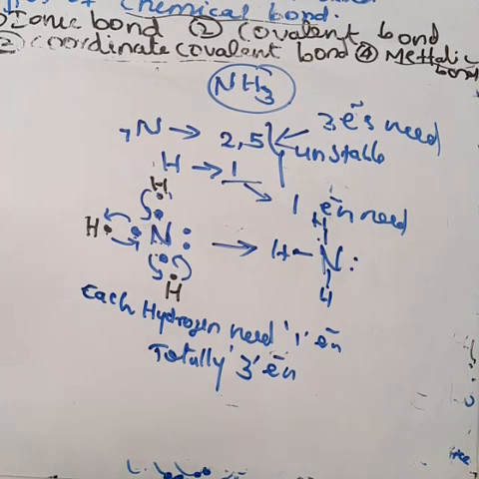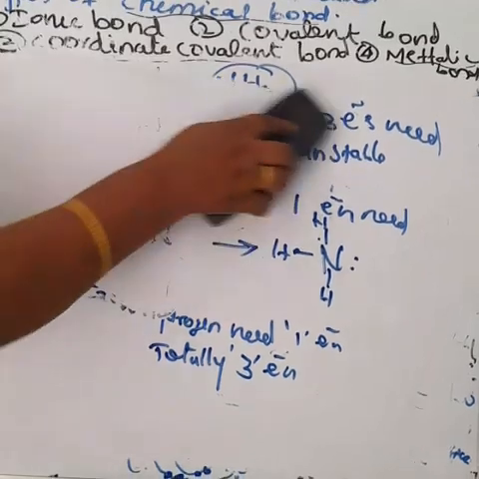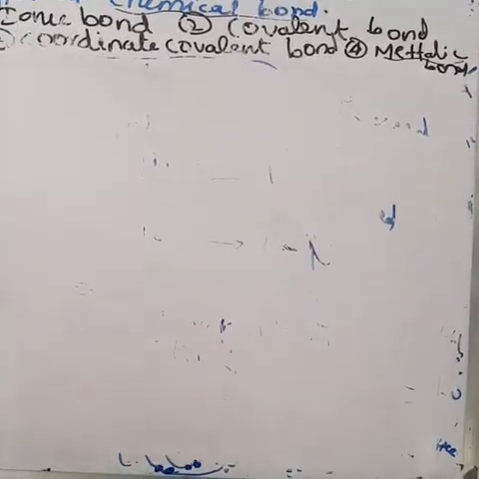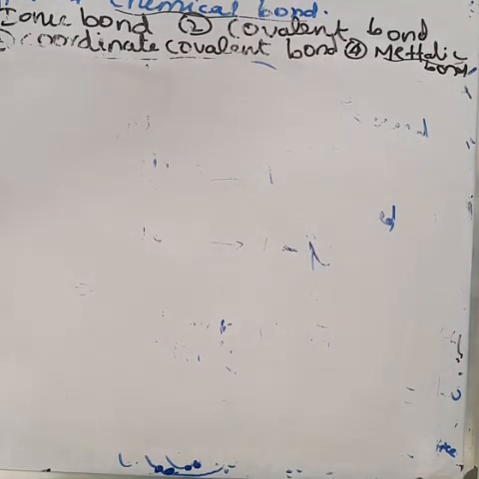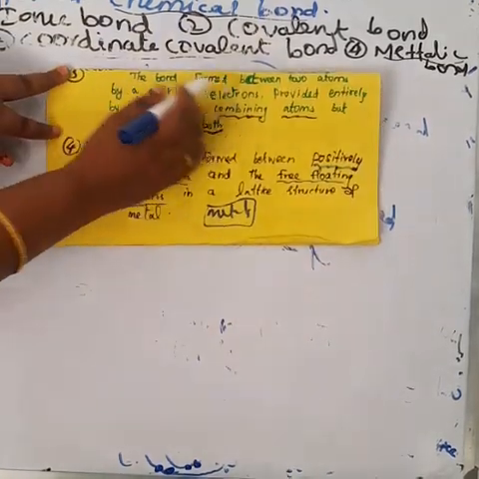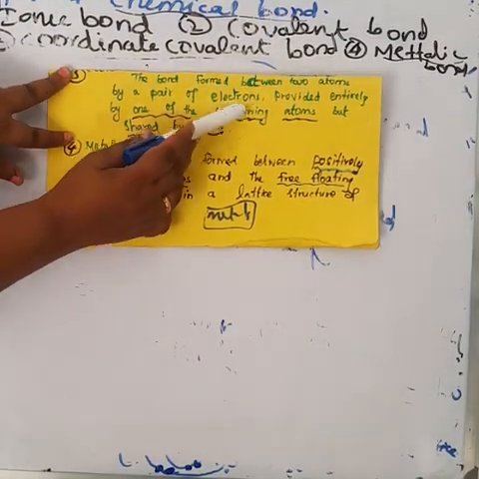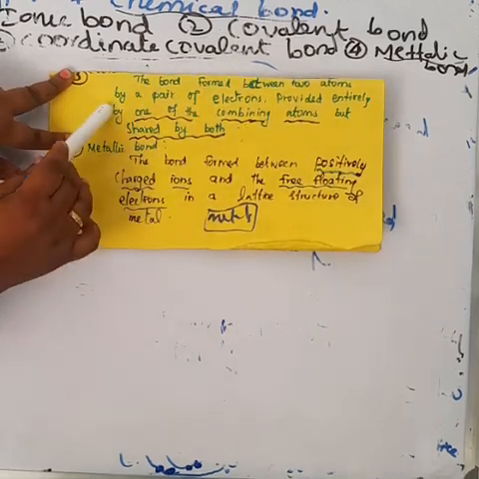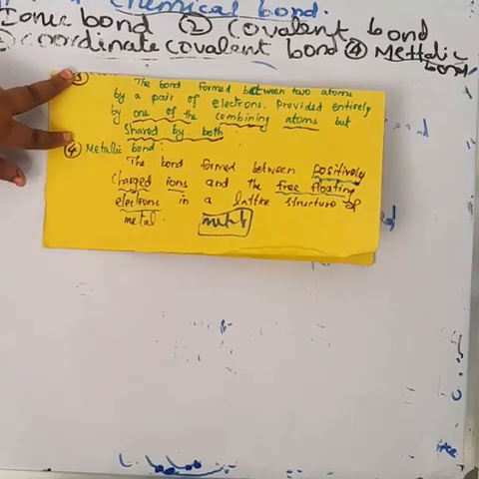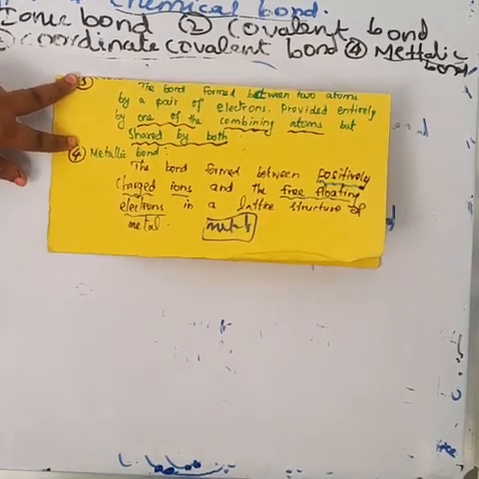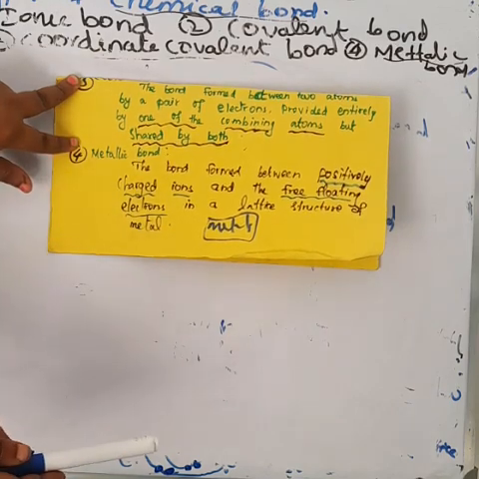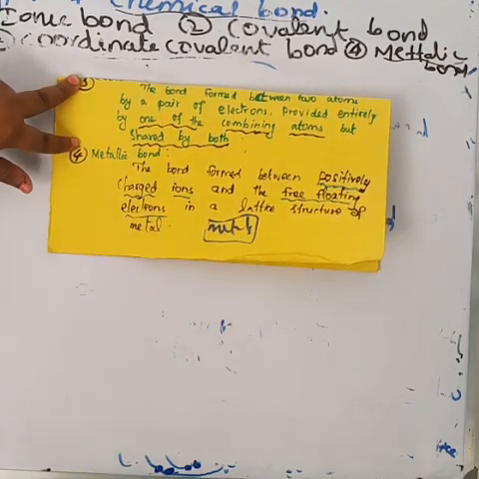I hope all of you understood. Okay, and then, what do you mean by coordinate covalent bond? Coordinate covalent bond means the bond formed between the 2 atoms by a pair of electrons provided entirely by one of the combining atoms but shared by both. Here bonding takes place between the 2 atoms, but only one atom shares the pair of electrons with the other atom.